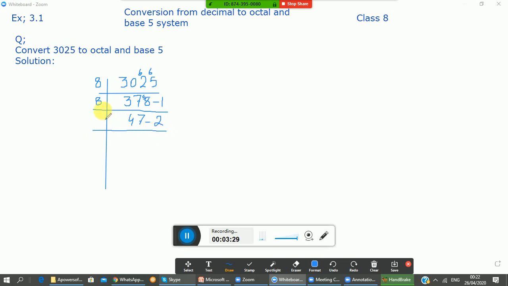Again dividing with the table of 8. 8 5s are 40. And remainder is 7. We can see that 5 is smaller than its divisor. Dividend is smaller than its divisor, so we cannot further divide this number. Okay, so we have to write these remainders in this direction. First in a right direction, then in upward direction.